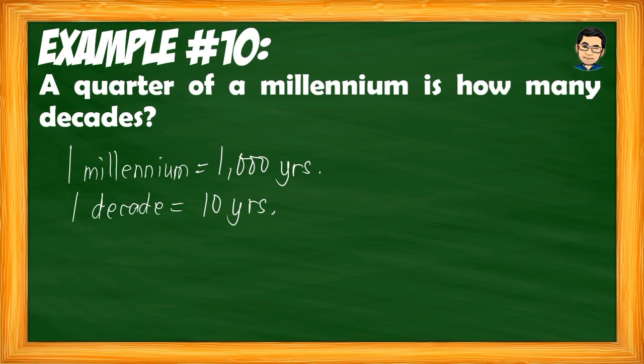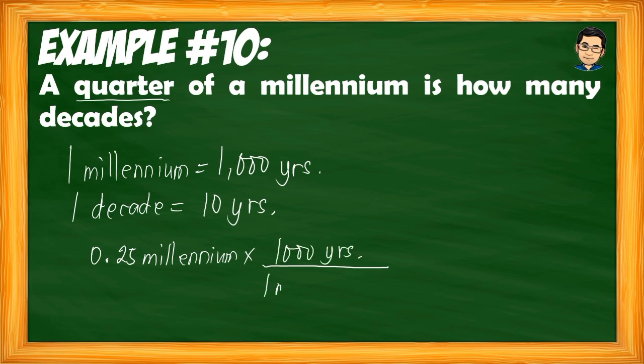So, yung quarter na yan, pwede po natin isulat yan as 1/4 o kaya naman 0.25. So, sulat natin 0.25 millennium times 1,000 years over 1 millennium. So, lumitaw na yung years. Ang kailangan po natin dito is decade. So, magmumultiply pa tayo ng isa. So, 1 decade, that is equivalent to 10 years.